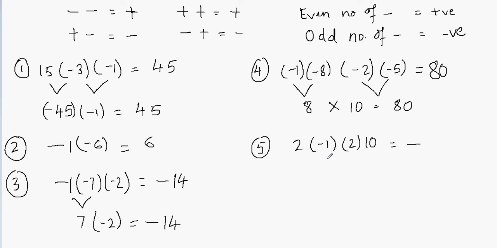Just multiply the numbers from left moving to right. 2 times 1 will give me 2. 2 times 2 will give me 4. 4 times 10 will give me 40. So I will write here 40. So my final answer will be negative 40.